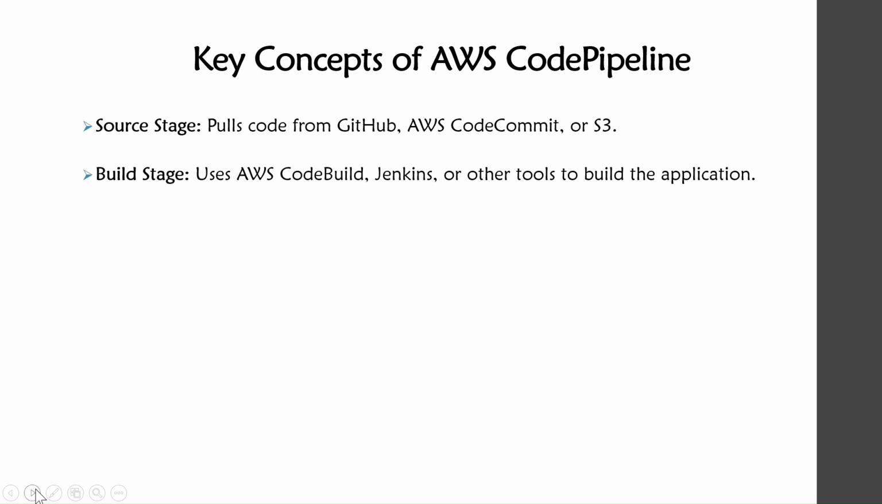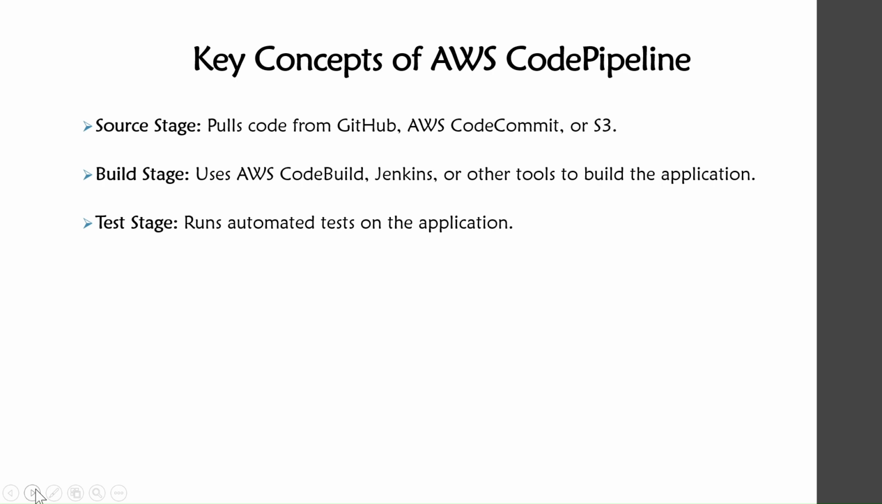The next stage we have is the build stage. Once the code is retrieved, the build stage is responsible for compiling and building the application, typically done using AWS CodeBuild, a fully managed build service, or other tools like Jenkins. The build stage prepares the code for testing and deployment by resolving dependencies, compiling assets, and packaging the application. The next stage is the test stage.